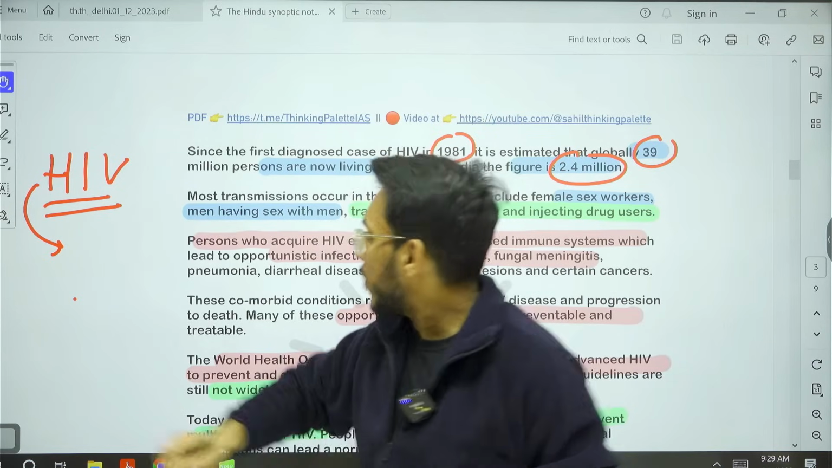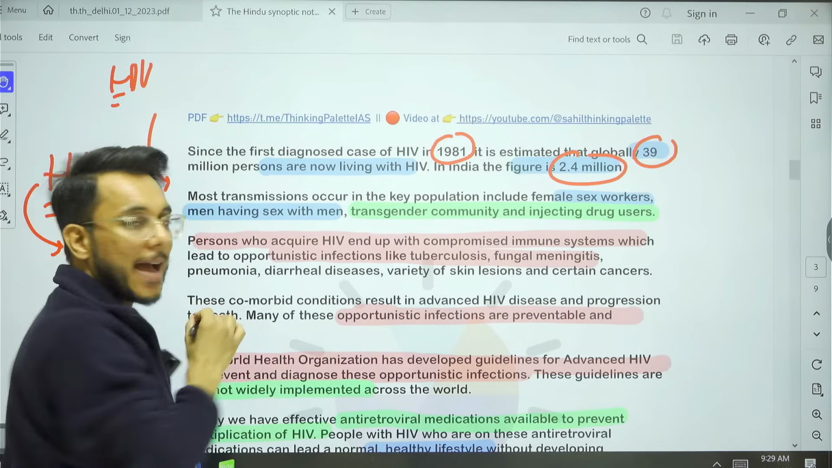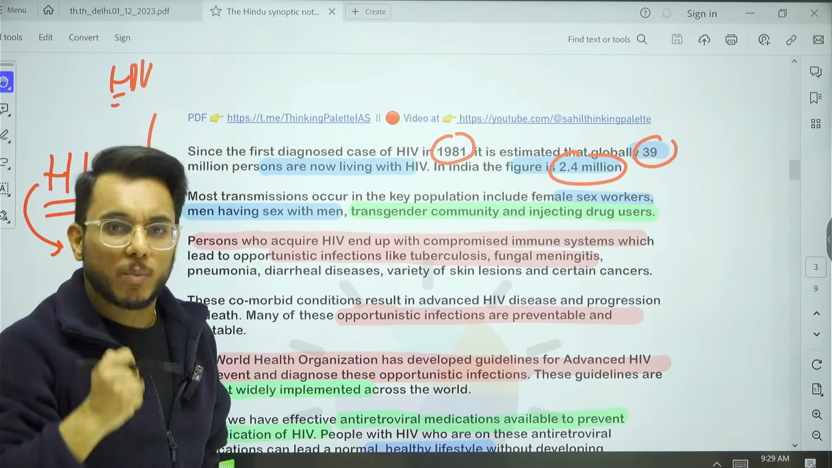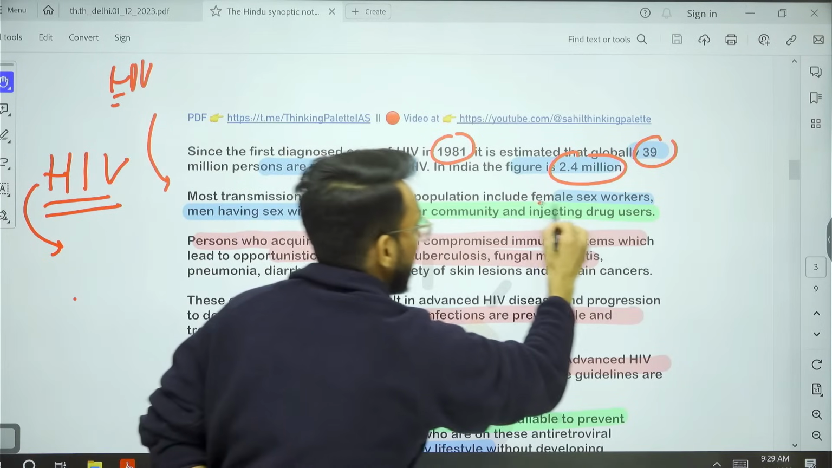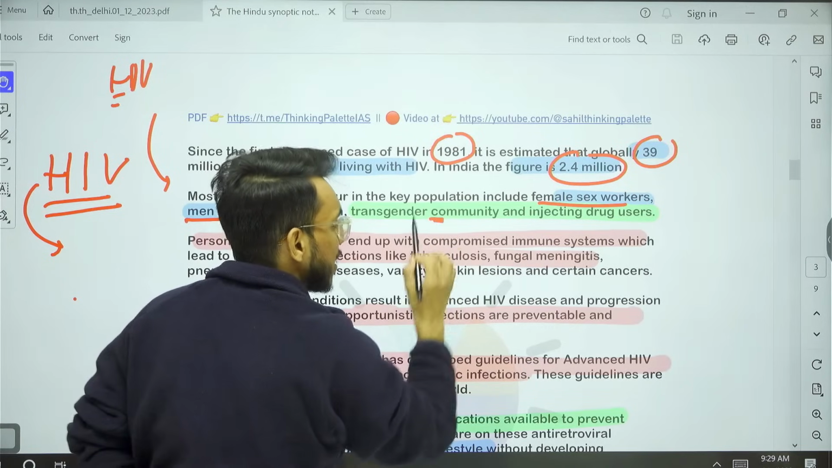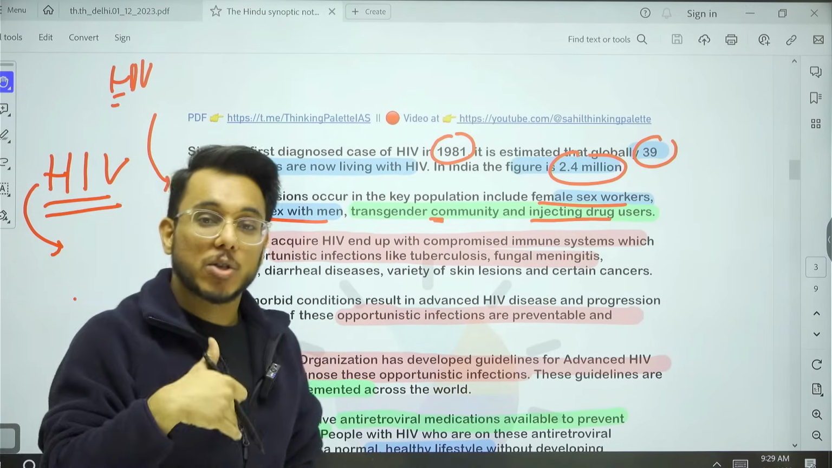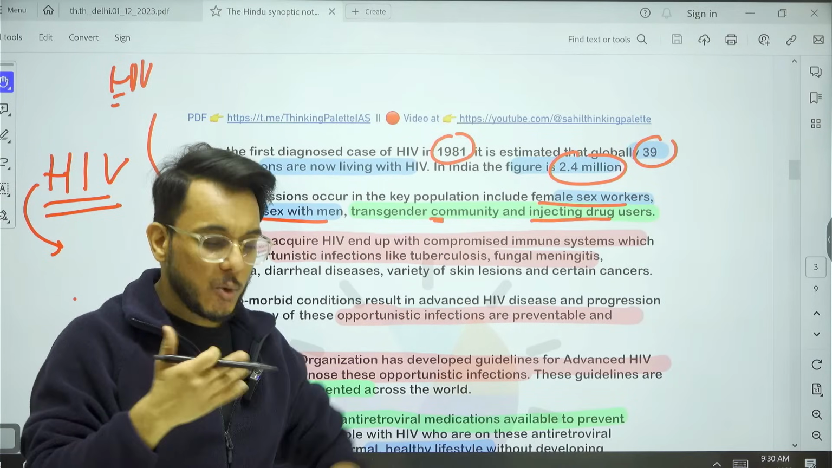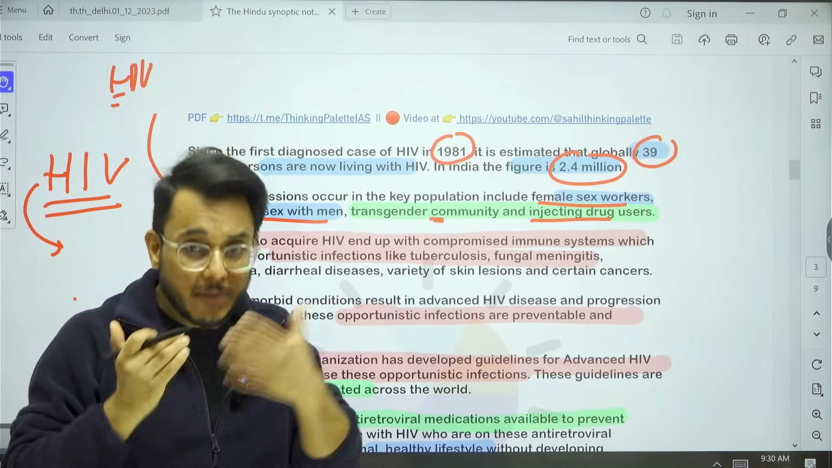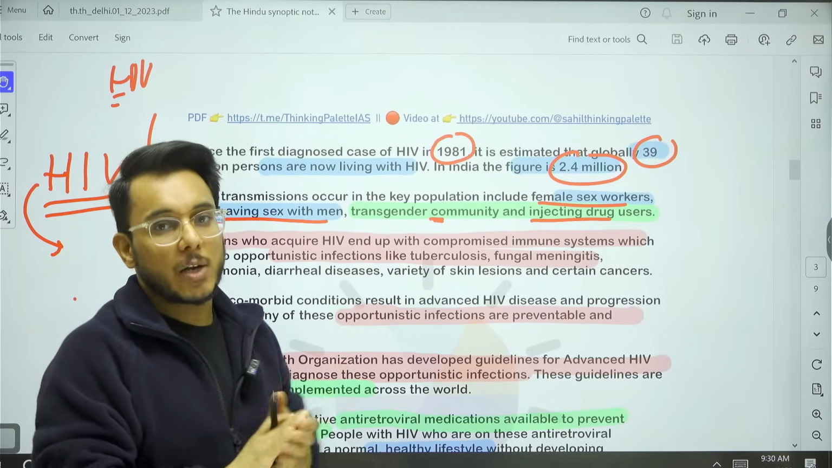Now, when we talk about HIV, the highest prevalence has been in particular groups of people. For example, female sex workers, men having sex with men, the transgender community, and people who abuse drugs. Because of rampant abuse of drugs, often sterilized needles are not used, so AIDS becomes rampant in this community.